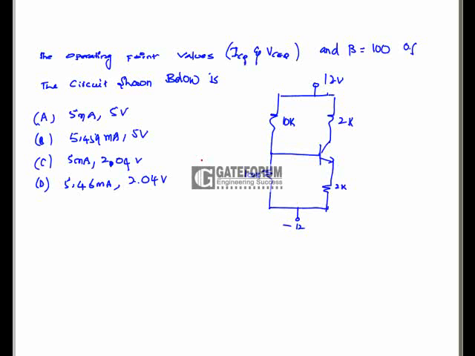Given values, we have to find out the ICQ and VCEQ. Beta is given as 100 for the following circuit shown below. So here VB is written as 24 divided by 20 into 10.